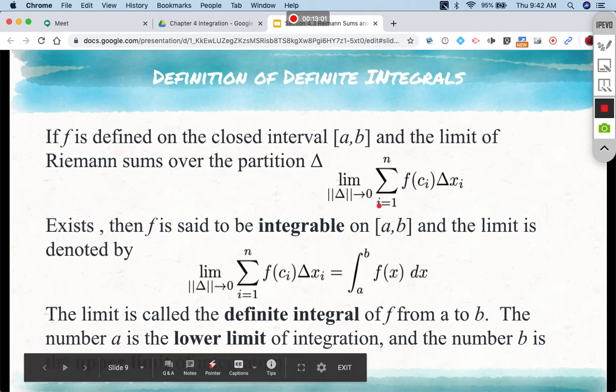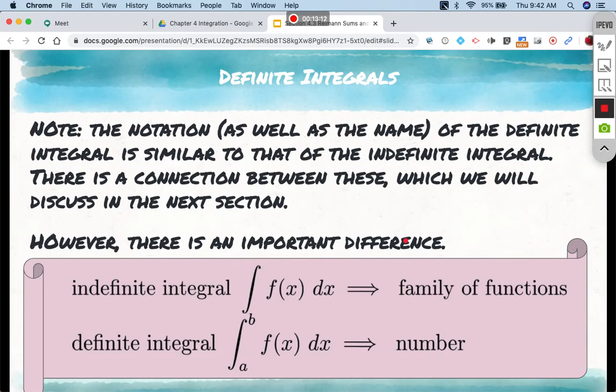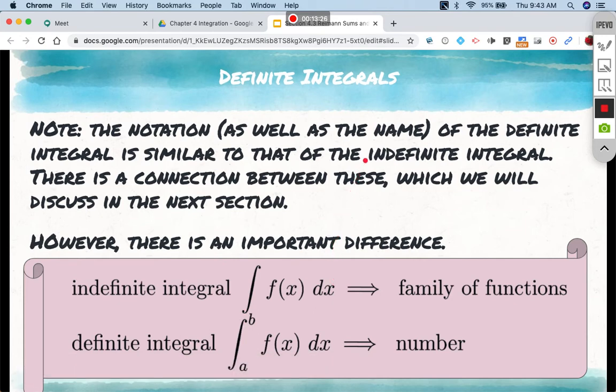a is the lower limit of integration. b is the upper limit of integration. Now, it looks a whole lot like the indefinite integrals we did in section 1. We have this same funky elongated S symbol. We have f(x) dx. But the big difference is here.